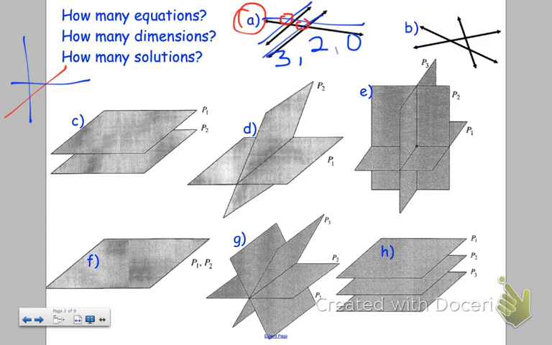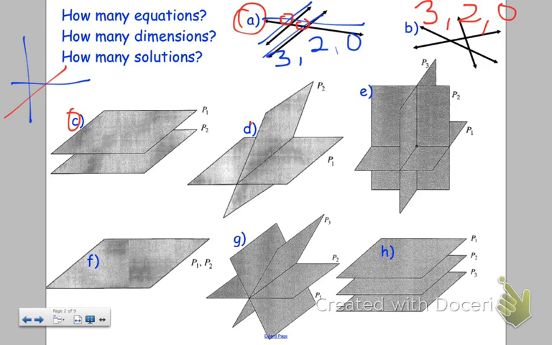So the next one, again, each line touches each of the other lines but never in the same place. So there are 3 equations because there are 3 different objects, 3 lines, and then there are 2 variables or 2 dimensions and 0 solutions. Now let's look at these.